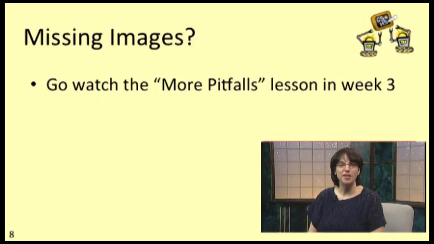It's also quite common for people to have problems when they try to display multiple images in a program, or when they want to end a program with an image on the screen. If you find that images seem to be missing when you run your program, it may be the case that the images are being displayed, but they're being displayed and then cleared away so quickly that you don't actually have a chance to see them. For a full explanation of what's happening, watch the More Pitfalls lesson again.